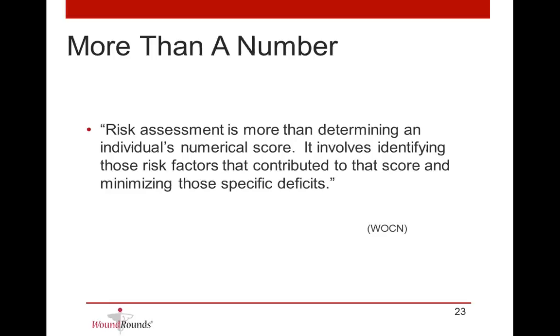And what we need to keep in mind is that a total number is not what we're looking for. Overall scores need to help drive the necessary interventions to prevent pressure ulcer development. So those subscores indicate where the challenges exist and help us to provide proper care.